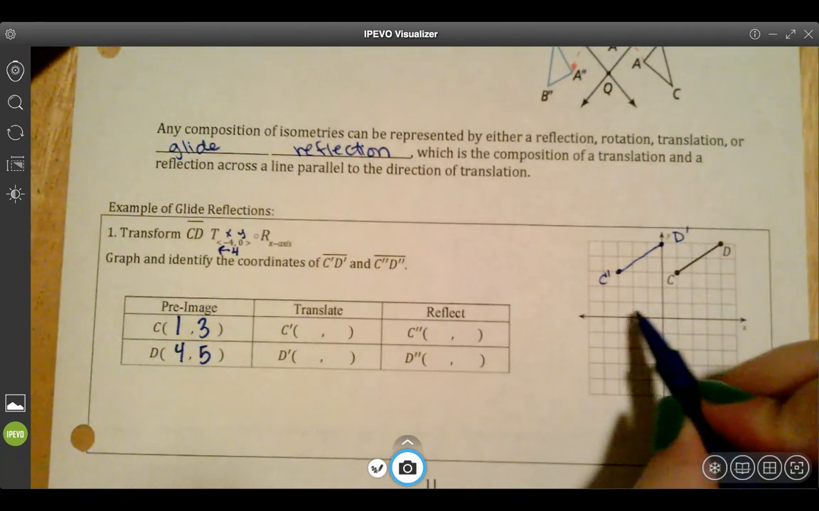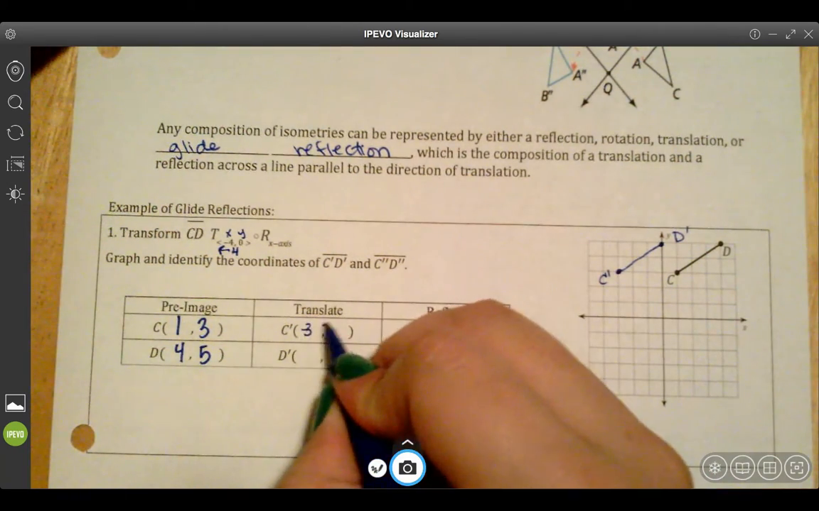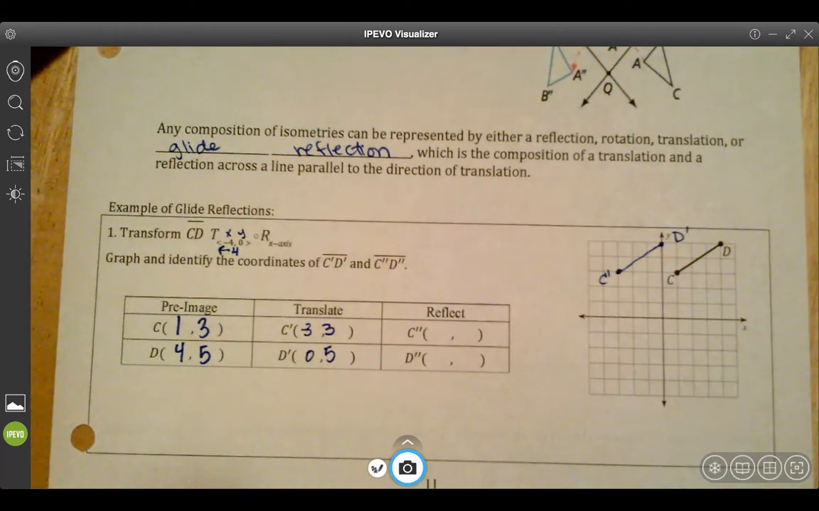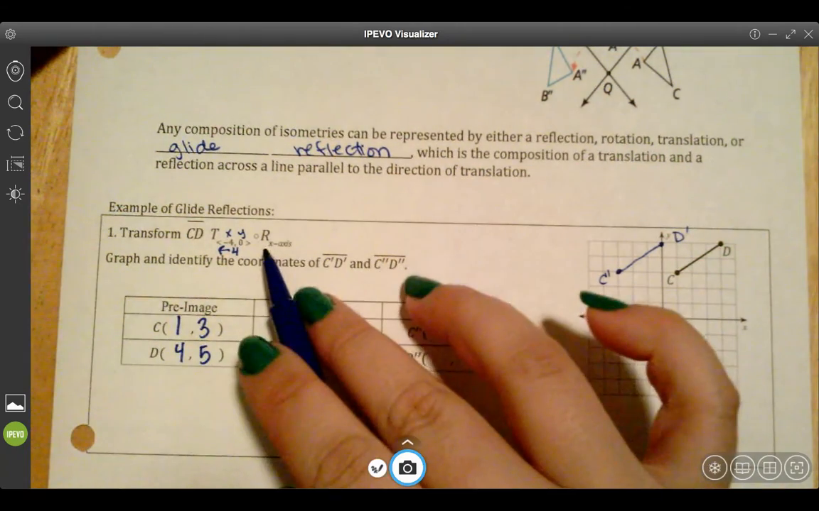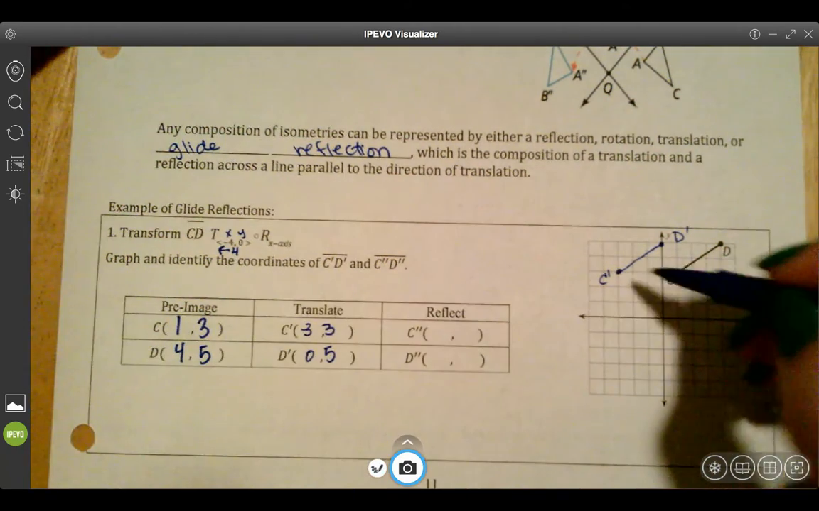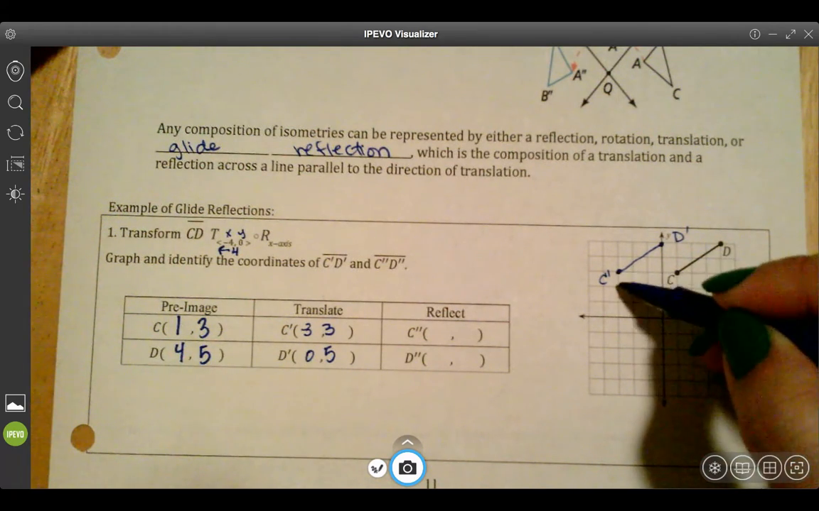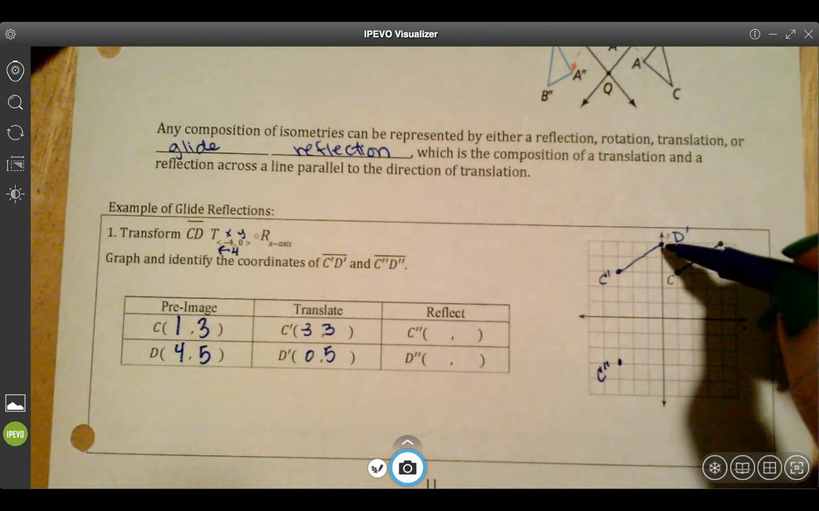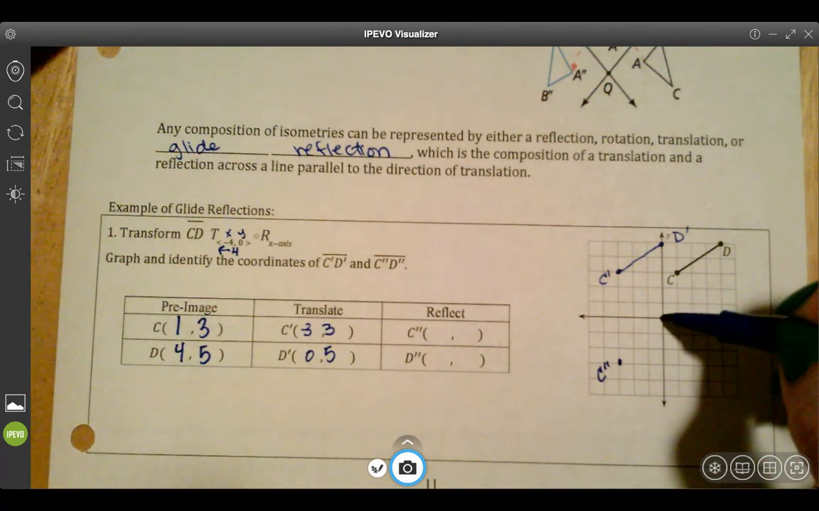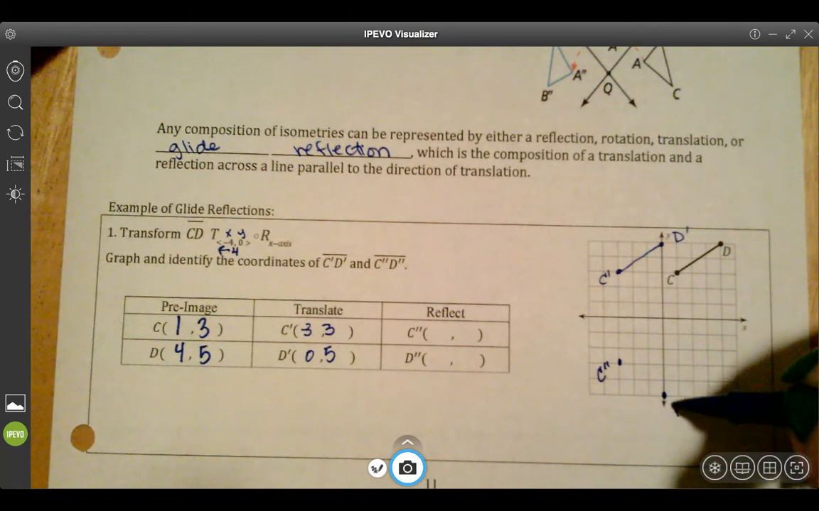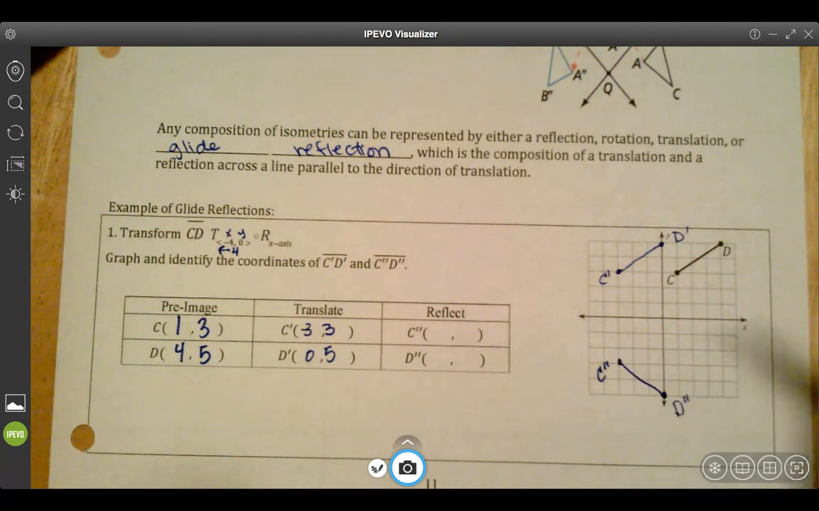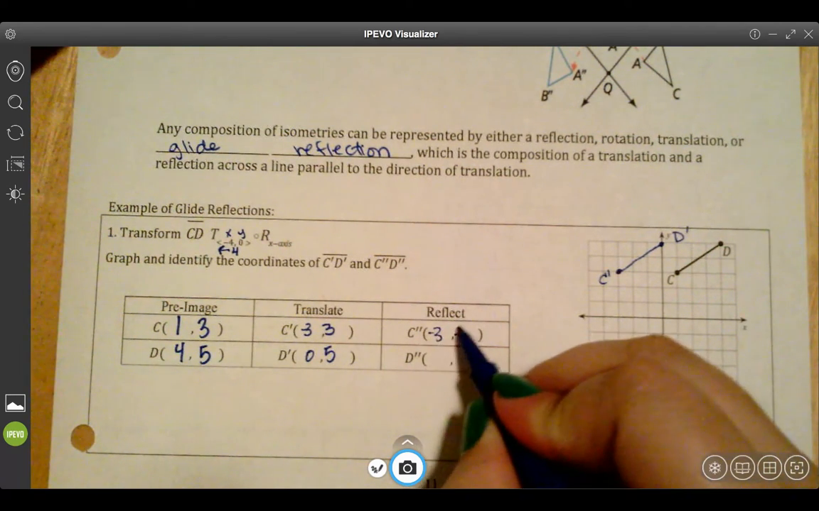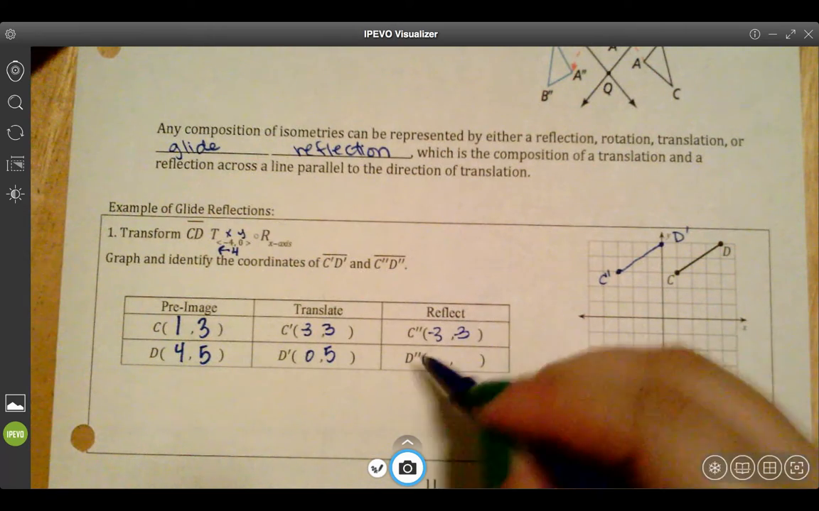So what are those coordinates? Well, C prime is at -3, 3 now, and D prime is at 0, 5. And then we're going to reflect it, reflecting it over the x-axis. So how far is C prime from the x-axis? 1, 2, 3 units. 1, 2, 3 units to get C double prime. Same thing for D prime is 1, 2, 3, 4, 5 units. 1, 2, 3, 4, 5 units to get D double prime. Our coordinate for C double prime is -3, -3. And for D double prime is 0, -5.